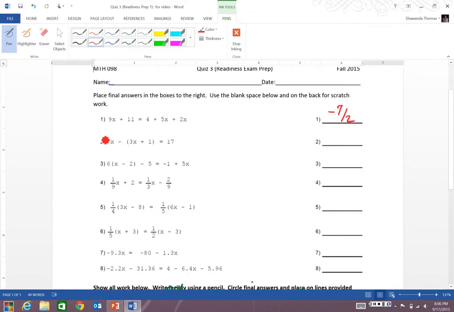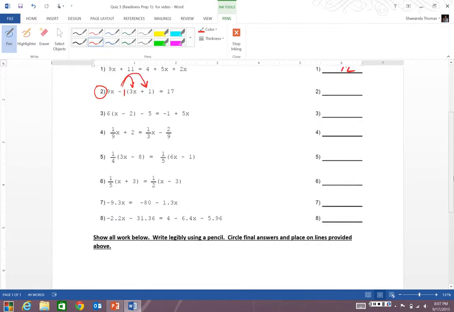Let's go to number 2. 9x minus, then you have a parenthesis, 3x plus 1 equals 17. So what does that minus in front of that parenthesis indicate here? It means you have to distribute. But what are you distributing? It's understood to be a 1 here. So that's a negative 1 times everything inside of the parentheses.